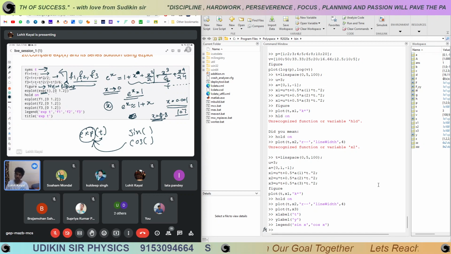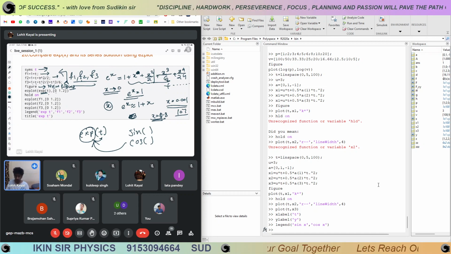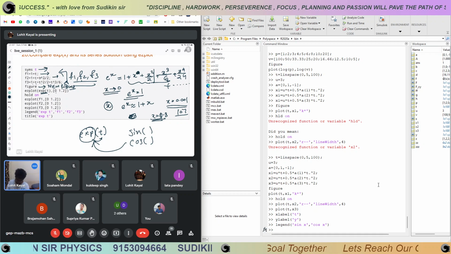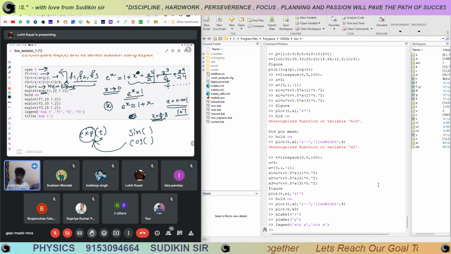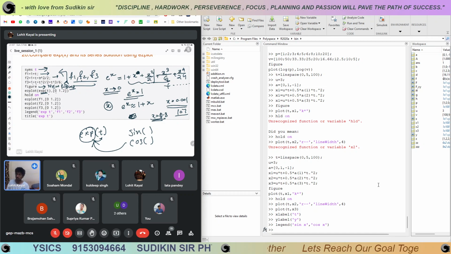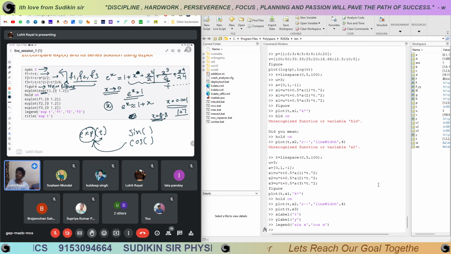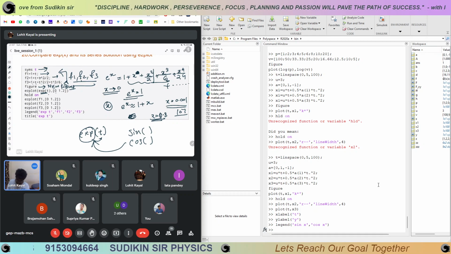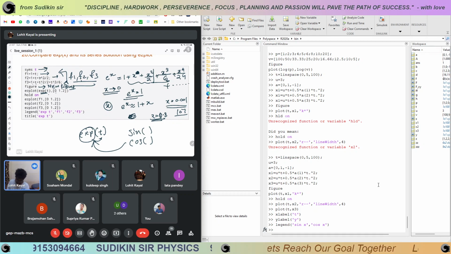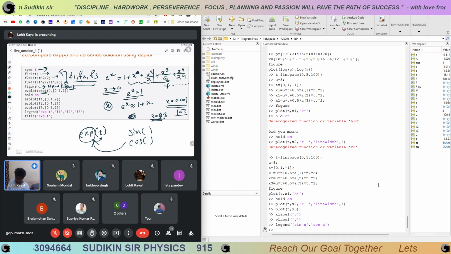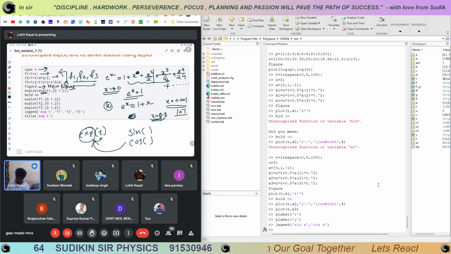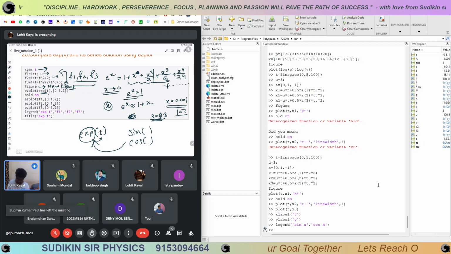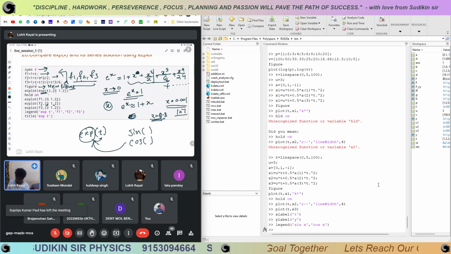Hold on means all the new images will appear on the same figure. ezplot f1, 0 to 1.2. So 0, 1.2 means the initial point is 0 and the ending point is 1.2. Here f1 is 1 plus t and it will plot from 0 to 1.2. f2 is 1 plus t plus t square by 2. It will plot from 0 to 1.2, and again f3 it will plot from 0 to 1.2.